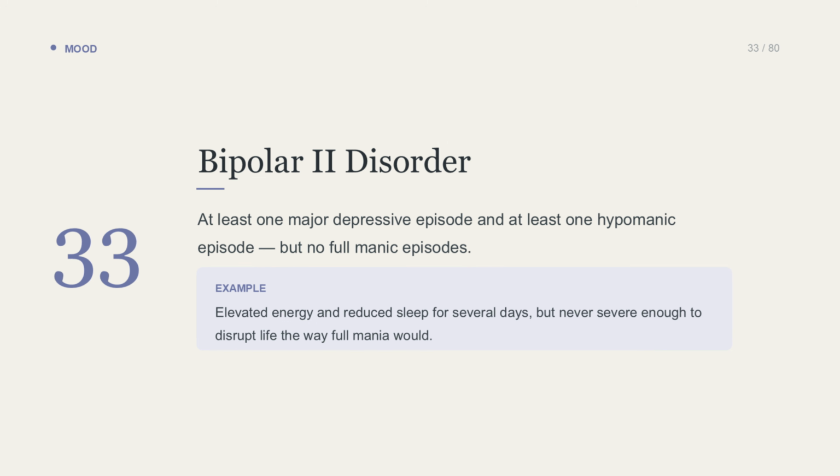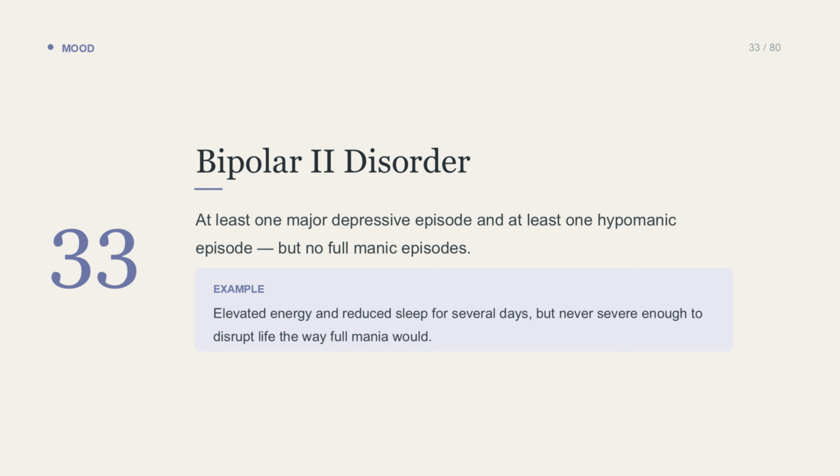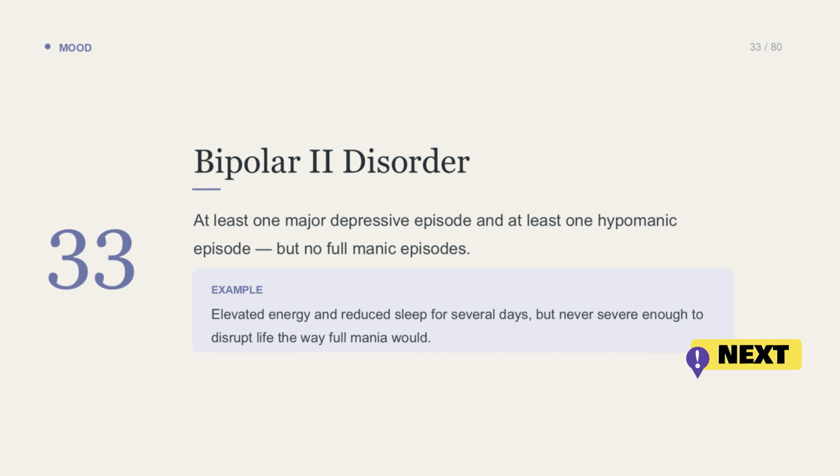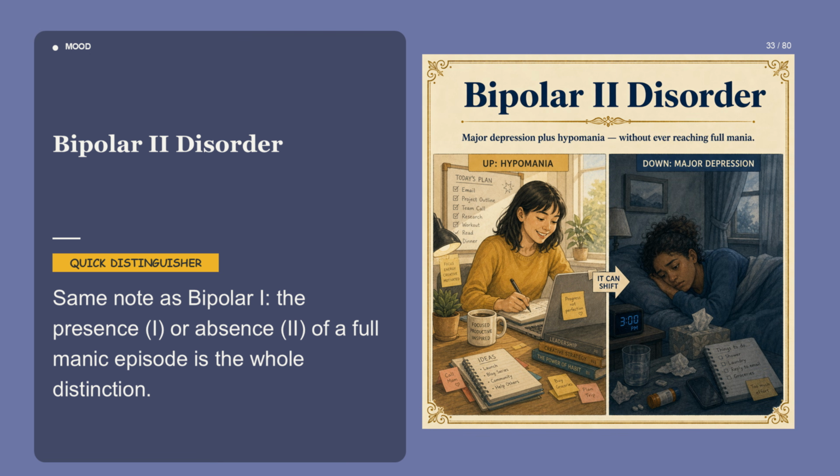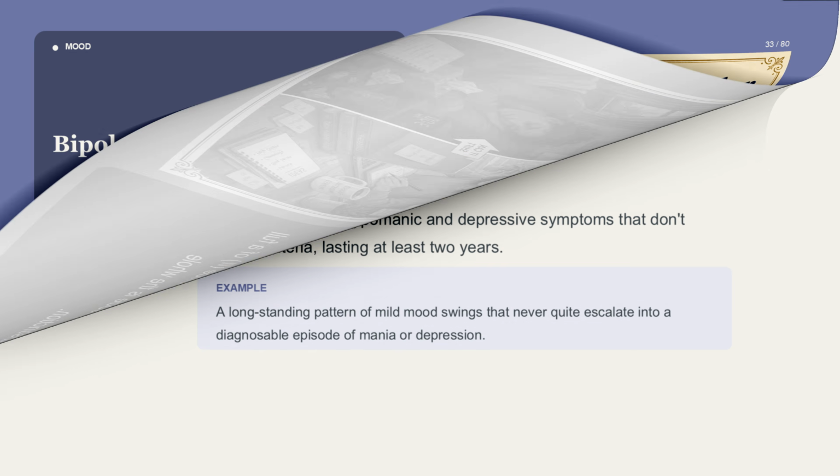33. Bipolar 2 disorder. Bipolar 2 disorder involves at least one major depressive episode and at least one hypomanic episode, without any full manic episodes. For example, someone with bipolar 2 might experience noticeably elevated energy and reduced sleep for several days, but never to the severity that disrupts their life the way full mania would.